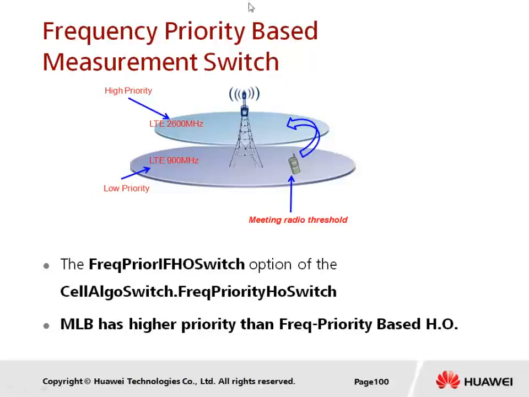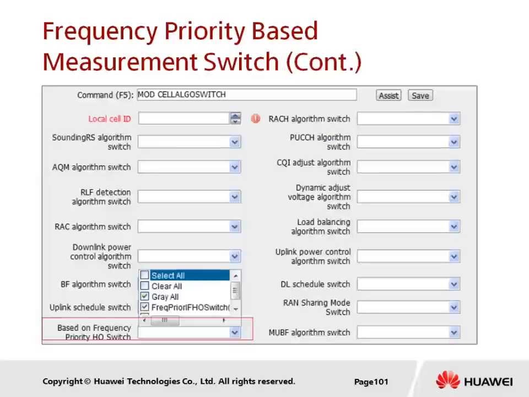So the trigger factor is based on the frequency priority setting, but it doesn't mean that the user will perform the handover from 900 megahertz to 2600 megahertz without measurement. It is not just based on the frequency priority, but in fact the user has to perform measurement first, then the eNodeB will decide whether the handover should be performed or not. So this is the frequency priority interfrequency handover switch that we have seen earlier.